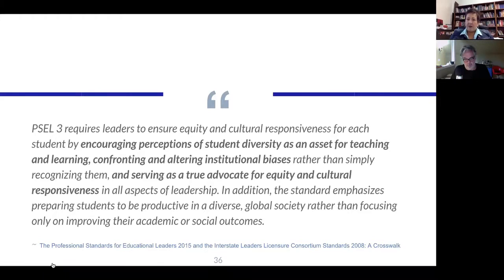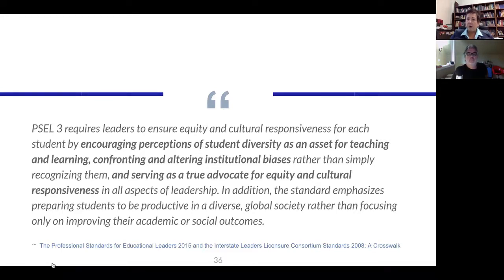This quote from the framers in the crosswalk document, the one I mentioned earlier from Great Teachers and Leaders, really hits home on the mandate that PSEL establishes for school leaders when it comes to equity and cultural responsiveness. As you can read here, Standard 3 encourages perceptions of student diversity as an asset for teaching and learning. Again, not just promoting it or celebrating it, but leveraging diversity as an asset for teaching and learning. It also urges school leaders to confront and alter institutional biases, not just recognizing them, not giving a nod to those instructional biases, but confronting and altering them. And it calls school leaders to serve as true advocates for equity and cultural responsiveness in all aspects of leadership.